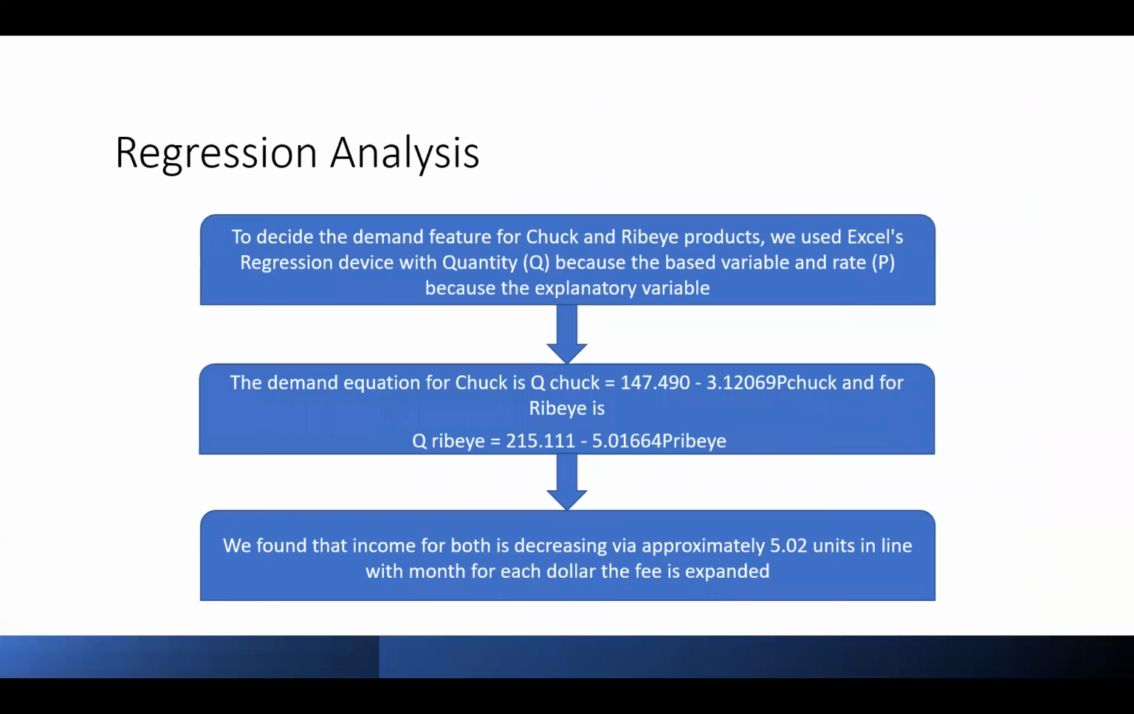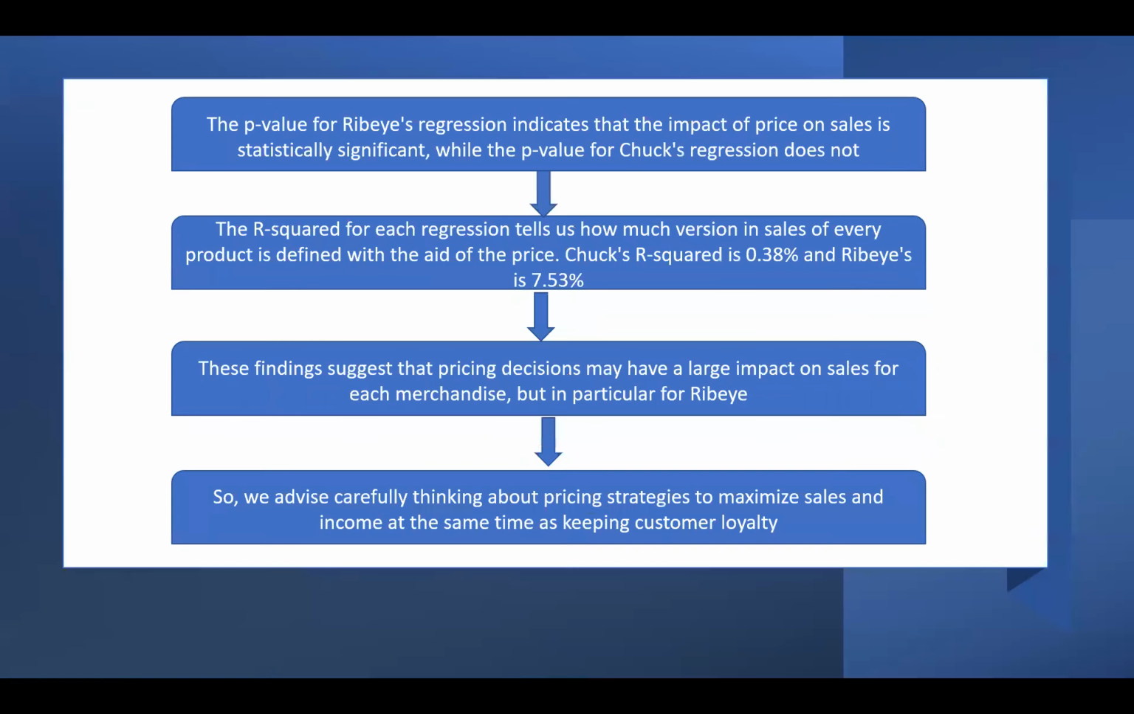In this slide, for regression analysis, to show the demand functions for chuck and ribeye, we used the Excel regression tool with quantity as Q and price as P. And here are some equations to show the price and quantity for chuck and ribeye in the regression analysis. We found that quantity for both is decreasing by approximately 5.02 units per month for each dollar the fee is increased.